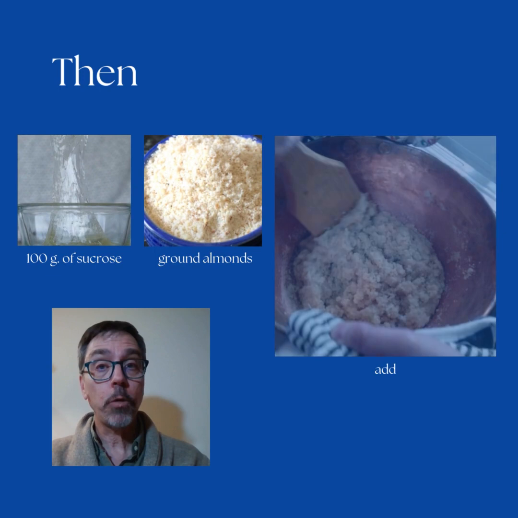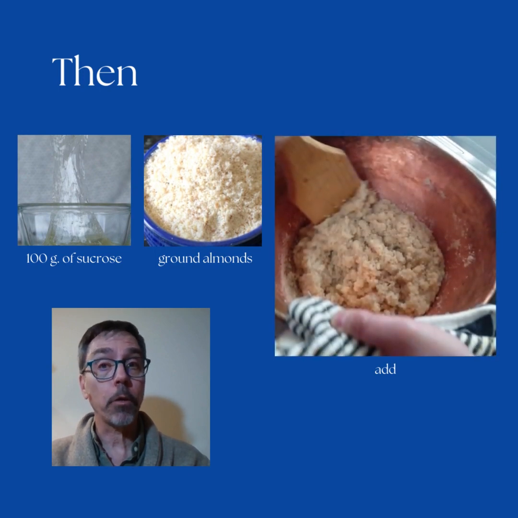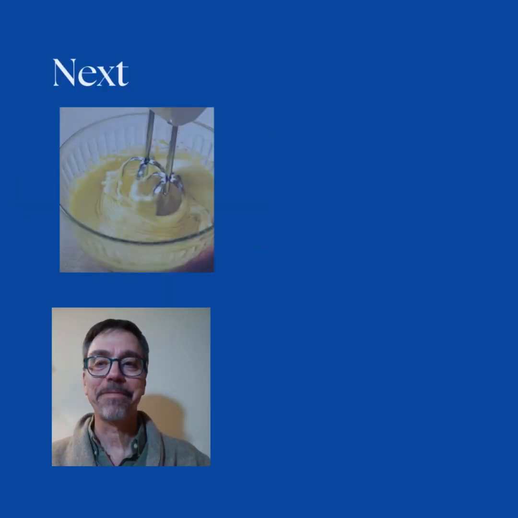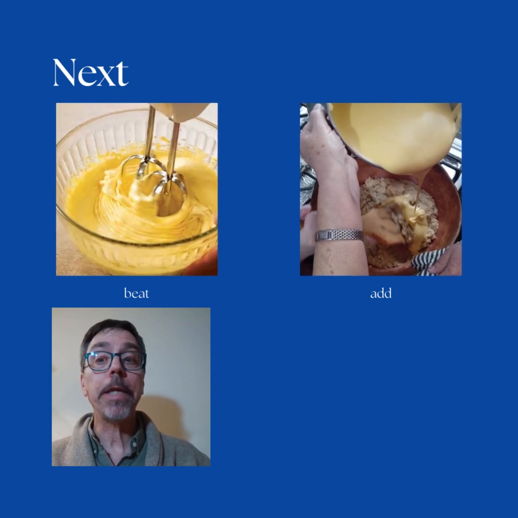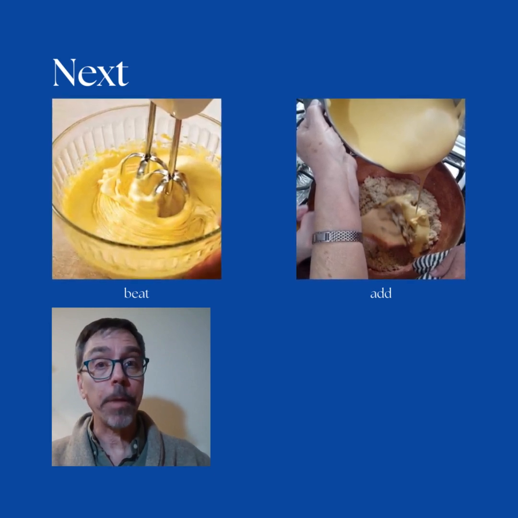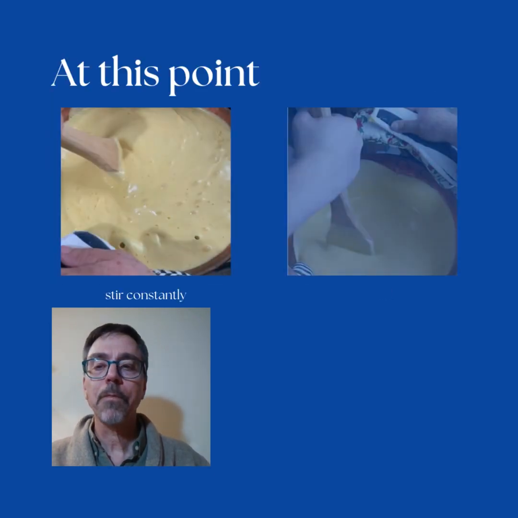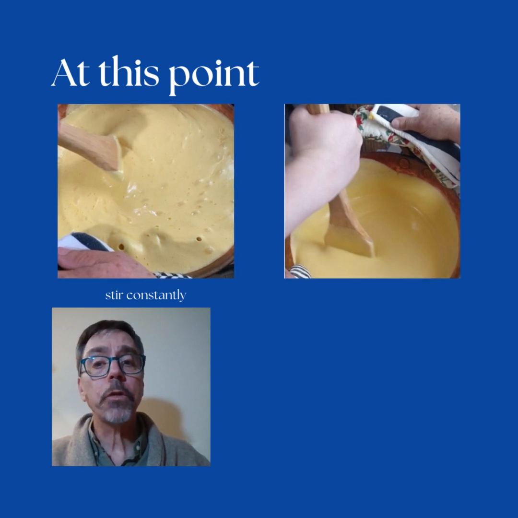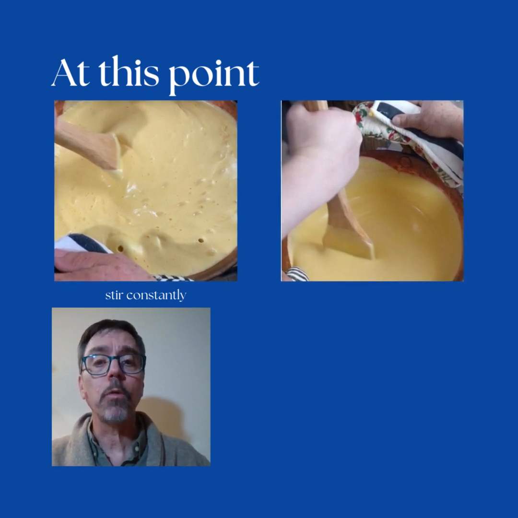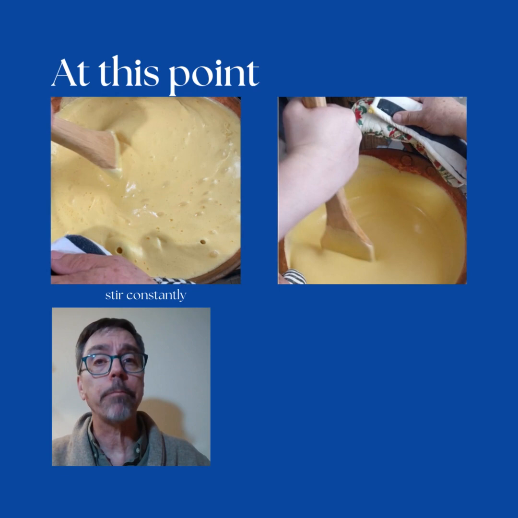Then you add 100 grams of sucrose and the ground almonds. Next, you beat the egg yolks and add them to the mix. At this point, you need to stir the mix constantly with a wooden paddle so that it doesn't burn.